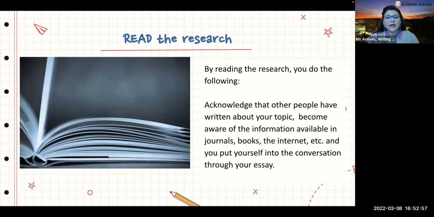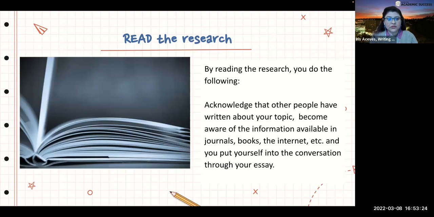When you're reading, you want to acknowledge that you know, as a writer, that other people have written about your topic, and that you're aware that there is information about your topic. So for example, the flu, and that information is available in journals and books and the internet. And you are putting yourself into this conversation.